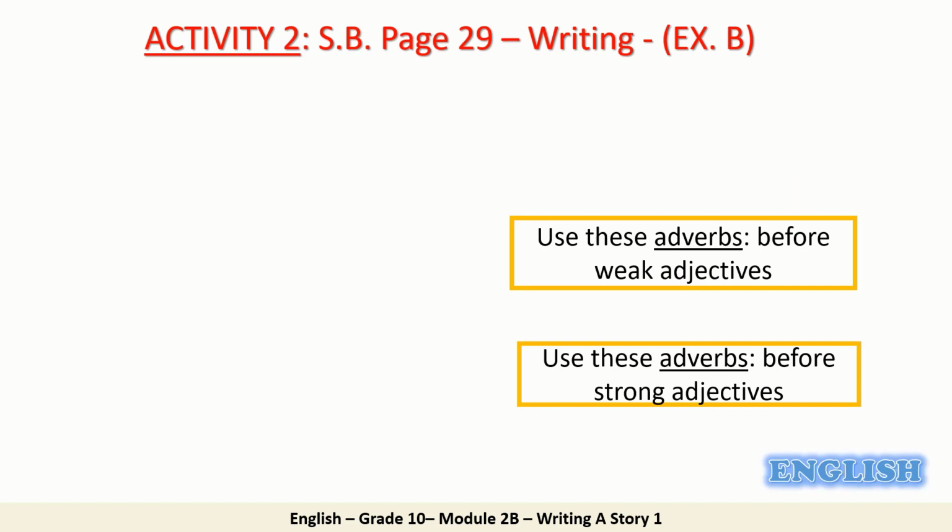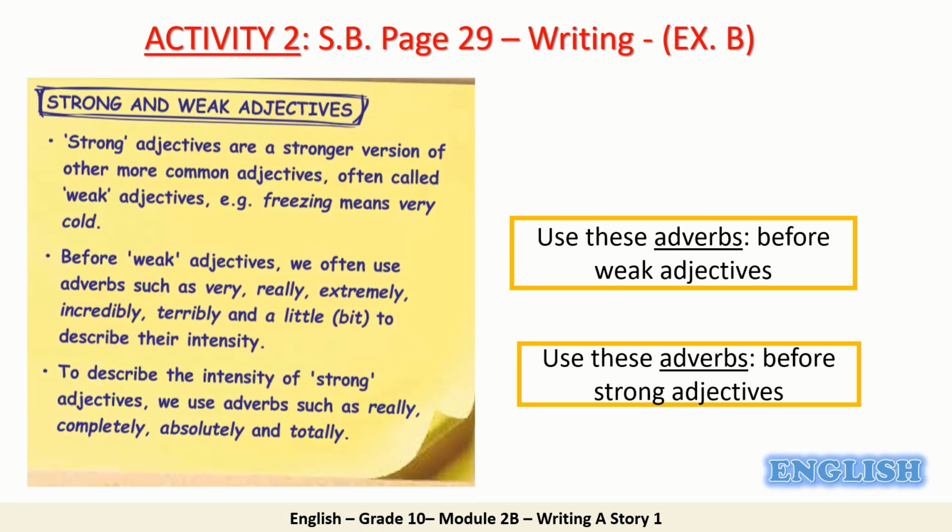Activity 2. Read the following tip box, Students' Book, page 29, exercise B. Highlight key points and come back for feedback. As you can see, this box shows the main differences between strong and weak adjectives. Let's take a closer look together. Strong adjectives are a stronger version of other more common adjectives, often called weak adjectives. Let's check the example. Freezing means very cold.